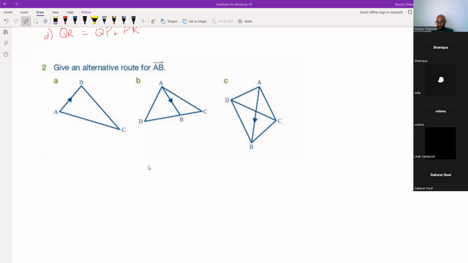This is my straight route here from Chaguanas to Port of Spain. And how can I do that? I can go Chaguanas to Curepe and then Curepe to Port of Spain back this way. See that? Everybody see that one?